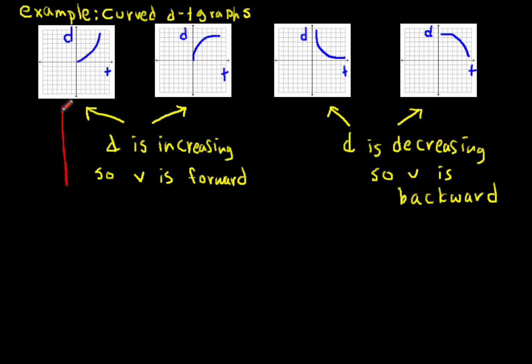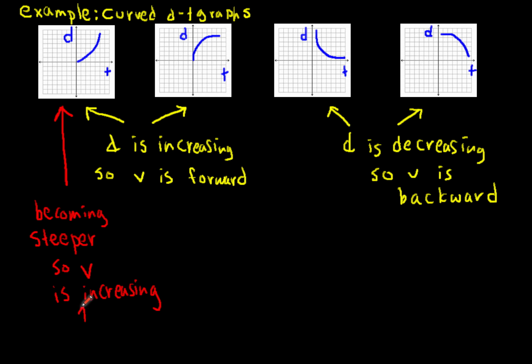Looking at the first graph only here, we can see that the graph is becoming steeper. If you go along, it's getting closer and closer to being completely vertical. As a result, we know that v is increasing because the slope is increasing. This means that the object is speeding up while moving forward.